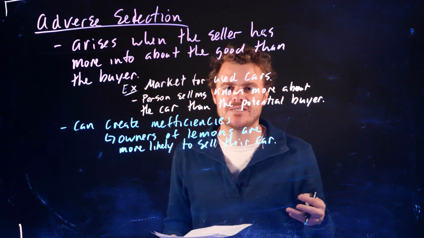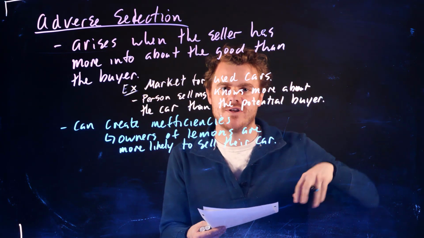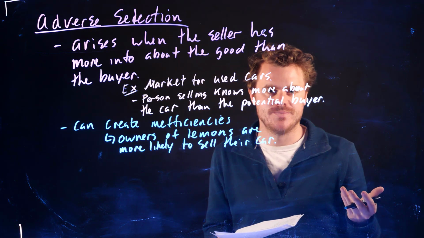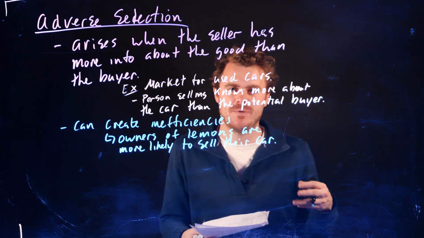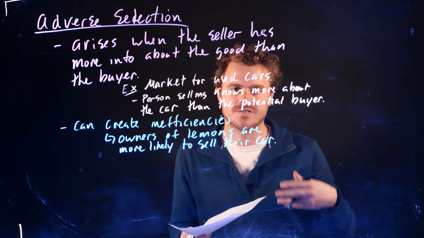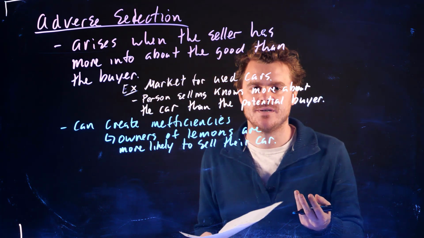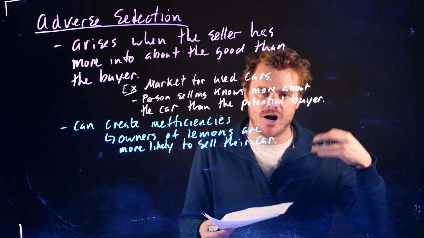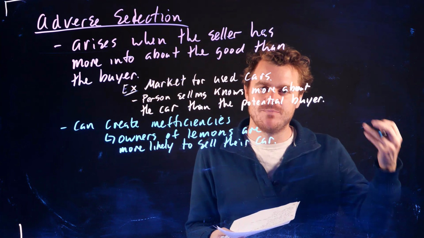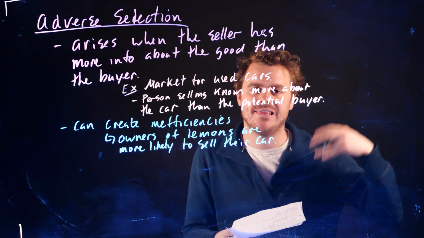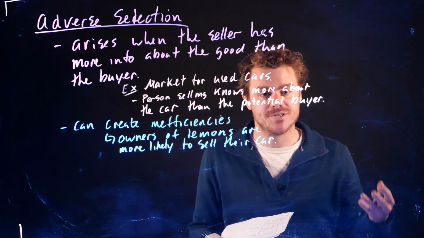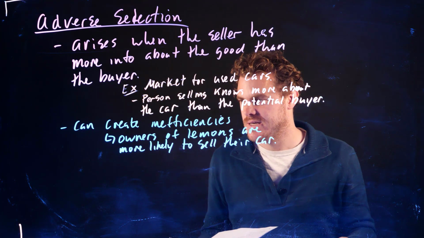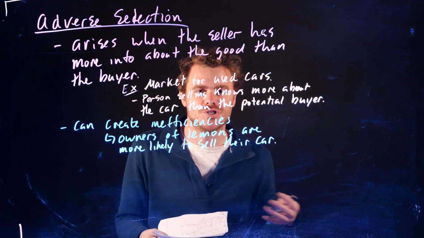And so what they're going to want to do is lower their expectation of the quality of the car, which means they're going to lower the price that they offer. Well, all of a sudden people are going to start to assume that lots of the cars on the used car lots are lemons, which means they're not going to offer a high price. And it means people who have non-lemon used cars are less likely to put their car up for sale, because everyone's going to assume it's a lemon, and so they're not going to get a fair price for it.